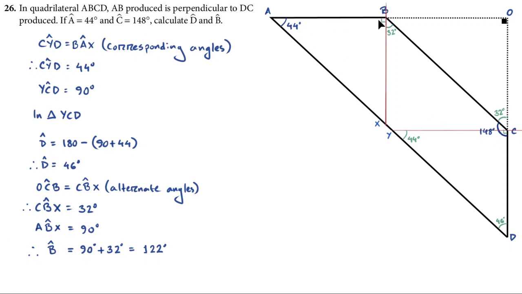So we have the four straight sides AB, BC, CD and AD. I have drawn some extra lines and I have named those points as X and Y so that I can solve this problem.